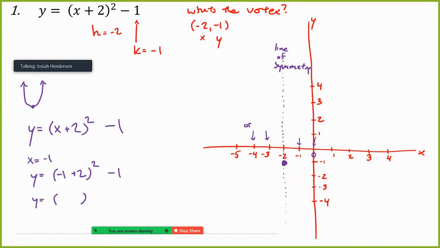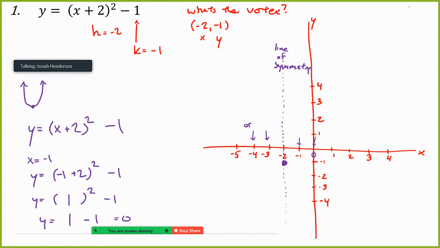Now let's just simplify using PEMDAS and order of operations. So we want to clean up inside the parentheses and then square it and then do -1 for that outside -1. So this becomes -1 plus 2. Well, that's +1. 1 squared is just 1. 1 minus 1 is 0. So we plugged in, and you know what?